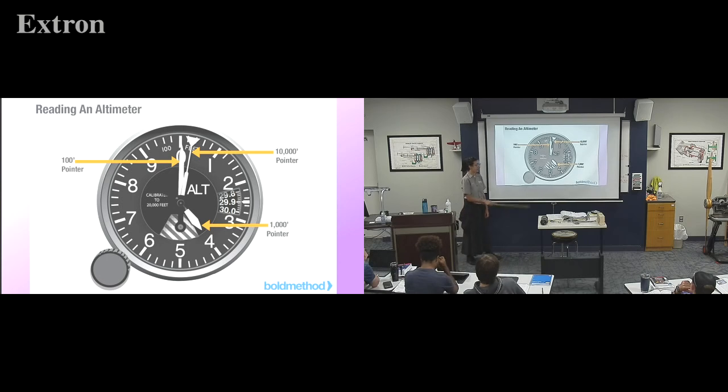So what would this altimeter be reading? Let's say this one is dead on to here and that's dead on there. So 4,000. Pilots agree?